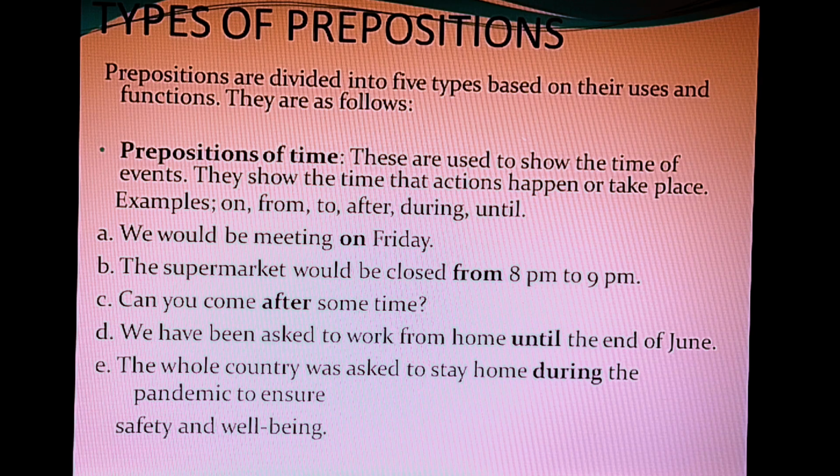So let's look at the first type of prepositions. Prepositions of time. These are used to show the time of event. They show the time that actions happen or take place. Very simple. They are called prepositions of time, showing the time actions take place, showing the time of event. For example, we have on, from, to, after, during, until. These are prepositional words that are used to show time of event.